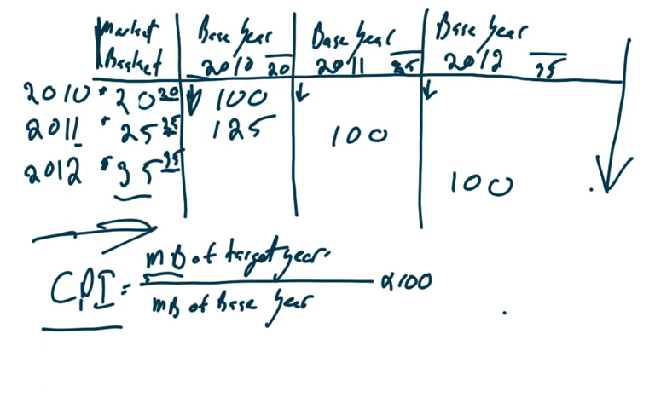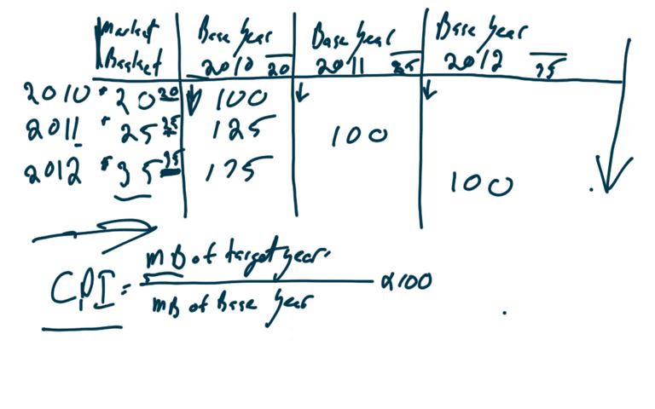Now let's look at 2012. 35 is the market basket. This is also the target year, so that's my numerator. But my denominator is going to be 20. So it's going to be 35 divided by 20, and that's going to give me 1.75 times 100. It'll be 175. All right, now I'm going to work my way down the second column.